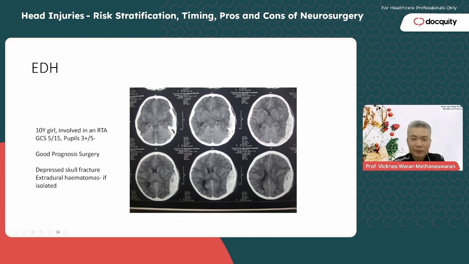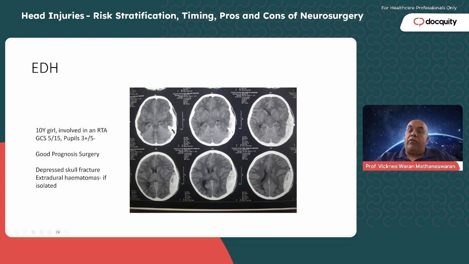Okay. Can see. So this is what you mean by a biconvex. One part of the convexity is the skull, and the other part of the convexity is the clot itself. So there's a big hematoma, nice biconvex, and it's compressed the ipsilateral ventricle. A GCS of 5/15, pupils 3, 5-. We rushed her to theater. We took out the hematoma. The patient did very, very well. She went back to school.